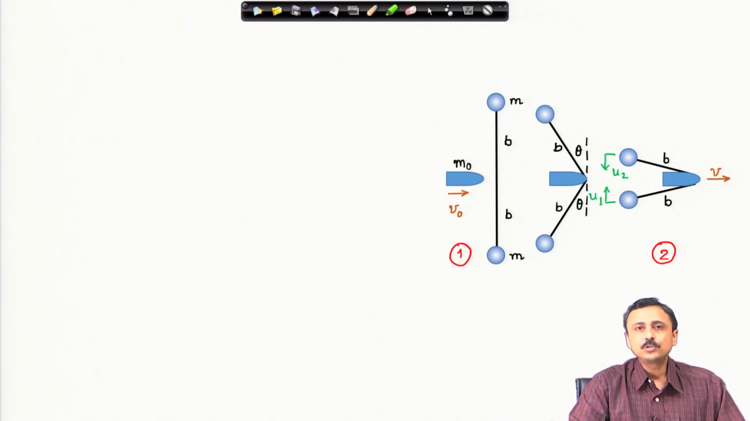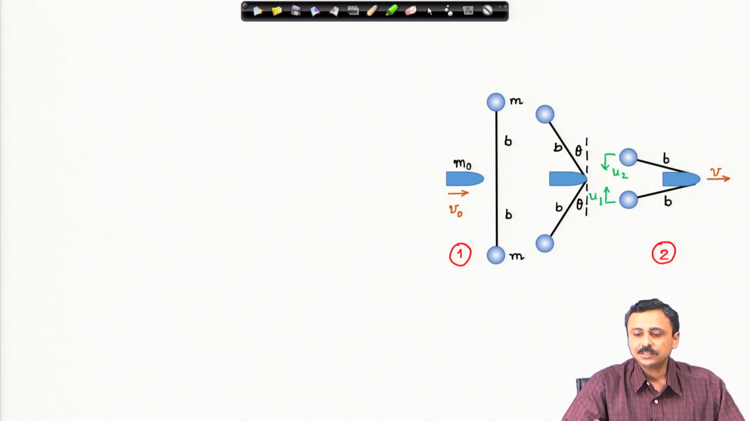Let us consider these two states of the system. I have marked in red 1 and 2. State 1 is just before the moving body hits the chord, and state 2 is when these two spheres are nearing contact. Which means theta is approaching 90 degrees, it is almost 90 degrees. Theta is almost 90 degrees, that represents state 2.